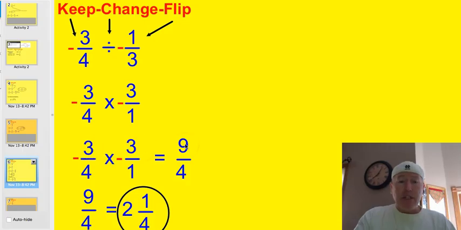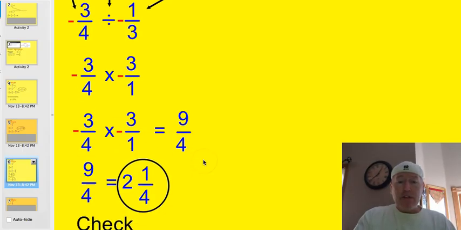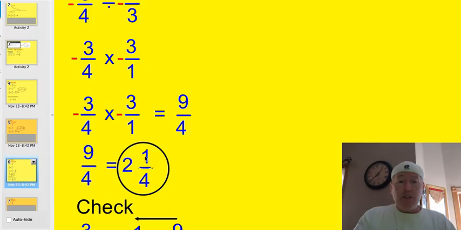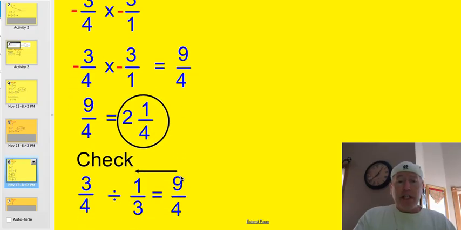-3 times a -3 gives me a +9. We have a -4 times a -1. That gives me a +4. So I have 9/4. Well, I can reduce 9/4 to 2 1/4. Checking my problem, I'm going to go back to that improper fraction because that's what I had.